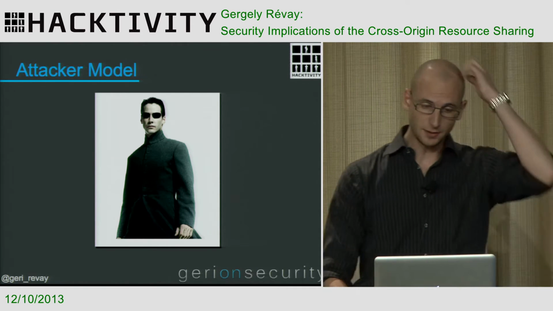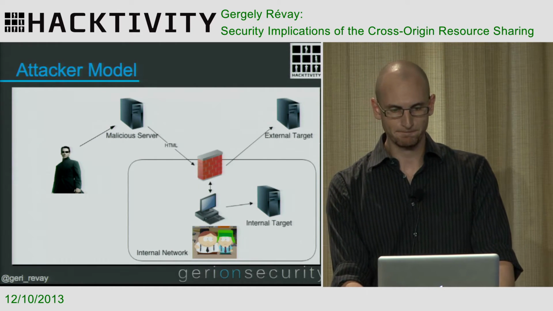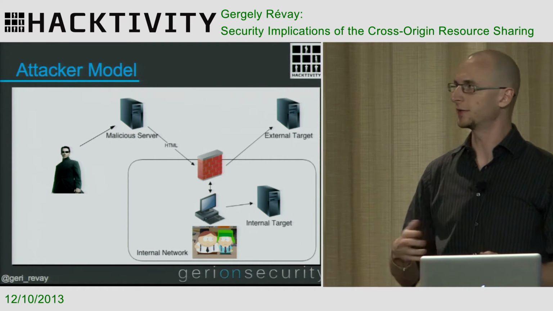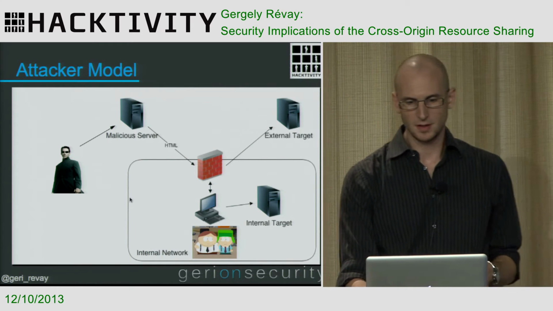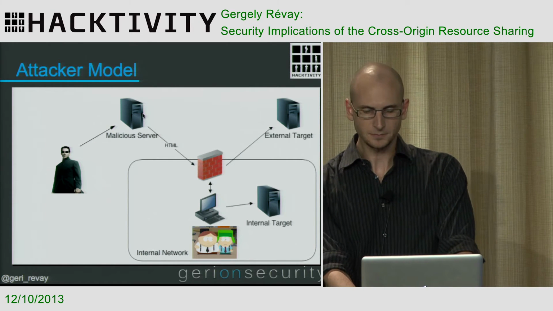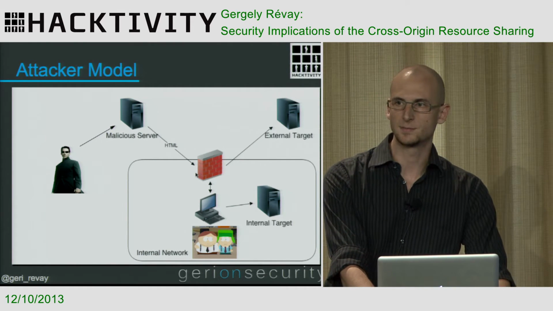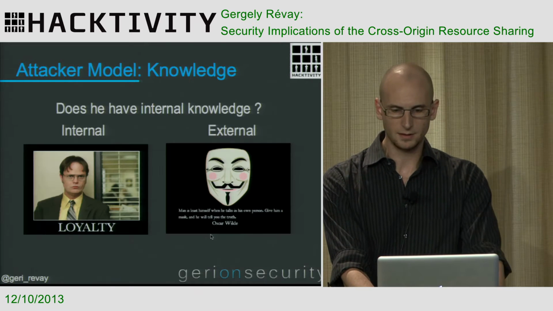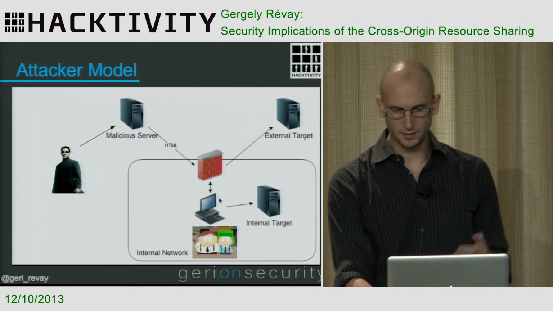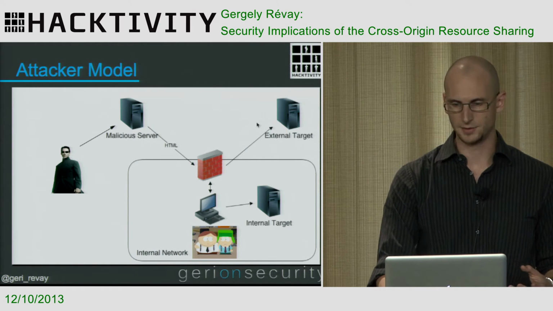So the attacker, I will call him Neo, just for no reason. This is a basic client-side attack architecture. The attacker compromises a server somewhere, like a watering hole, and tricks the user or waits for the user to go there and download his malicious code. Then, if the user is in an internal network, the code will be executed here. So the attacker can either try to attack internal targets or external targets.